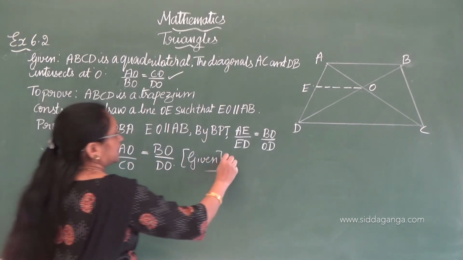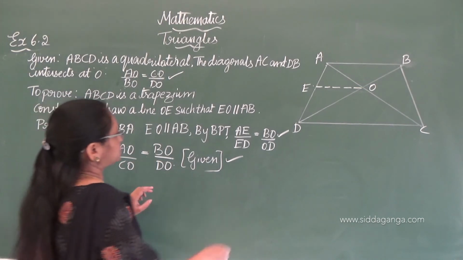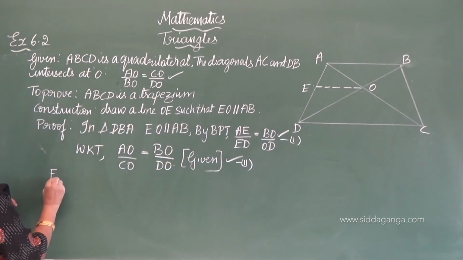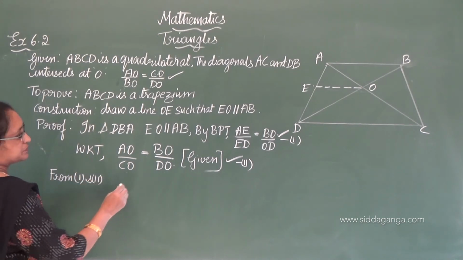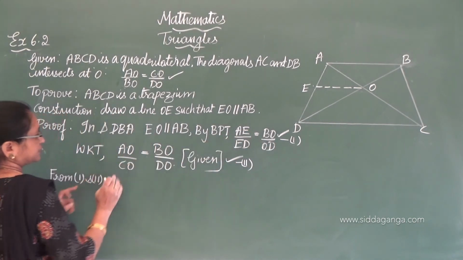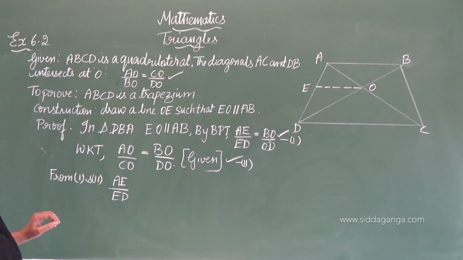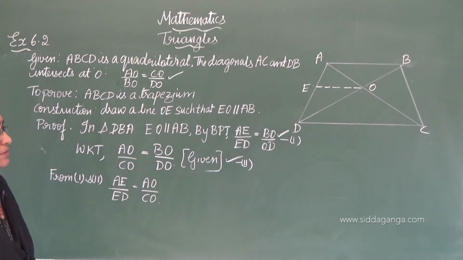Now observe this and this carefully. What does this show? Yes, from 1 and 2. So we will give the name 1 here, for this 2. So from 1 and 2, or comparing 1 and 2, we will get, see here, RHS is same, therefore LHS will be same. Therefore AE by ED is equal to AO by CO. AO by CO. See here.